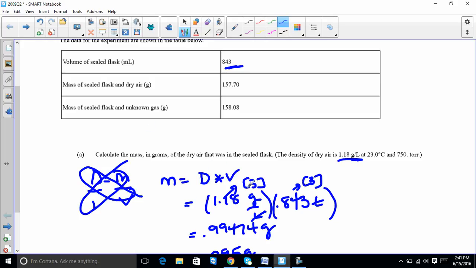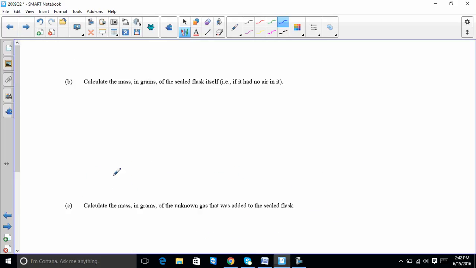Make up an answer for problem A that makes sense. In other words, don't say it's a million grams. And if you use it right, they won't mark you wrong twice. If you use the wrong answer in A correctly in B, you still get the points for B. So 157.70 grams is what the flask weighs with air in it.